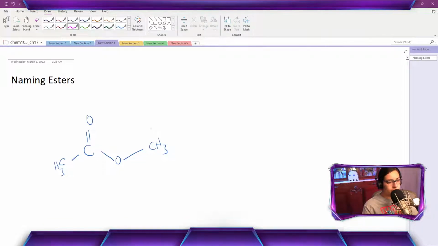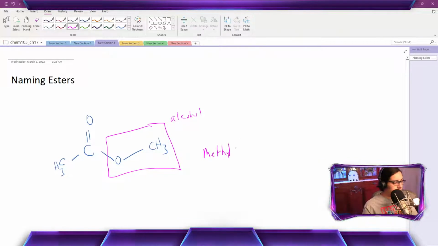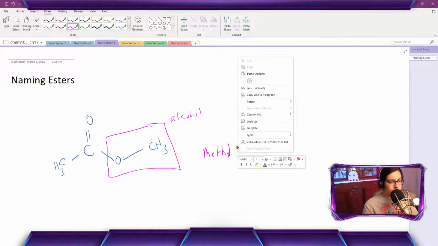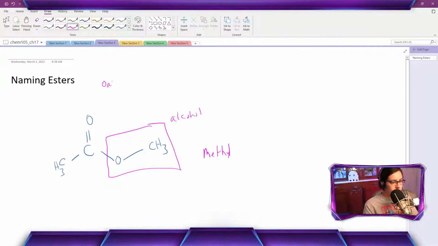And we'll be doing this in class. So this is from methanol, and so this can be named as methyl. We don't need to assign a number. And then the name of the parent chain with the carboxylic acid, and so this is ethanoate. So methyl ethanoate.